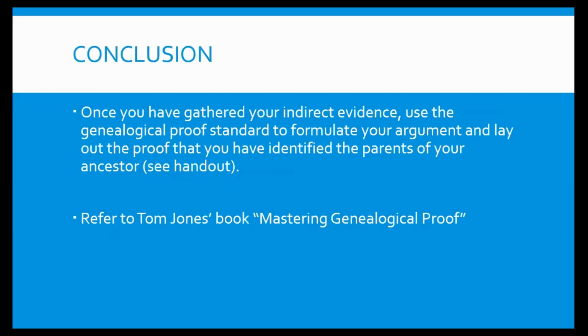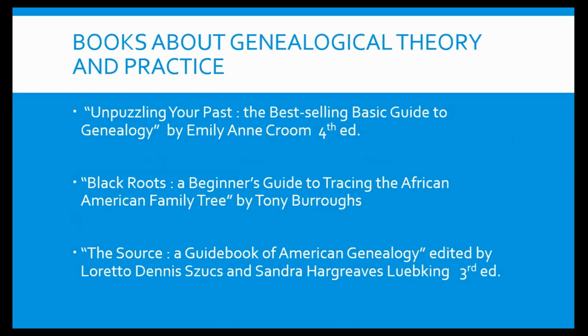So in conclusion, once you have gathered your indirect evidence, you're going to use the genealogical proof standard to formulate your argument and lay out the proof that you have identified the parents of your ancestor. And you might want to look at the Tom Jones book, which is in your handout, called Mastering Genealogical Proof. This goes into great detail about how to do basically what we talked about today. And then these books are also in your handout, so you can look at those. These are more about genealogy in general if you need some good basic grounding in genealogical research principles.